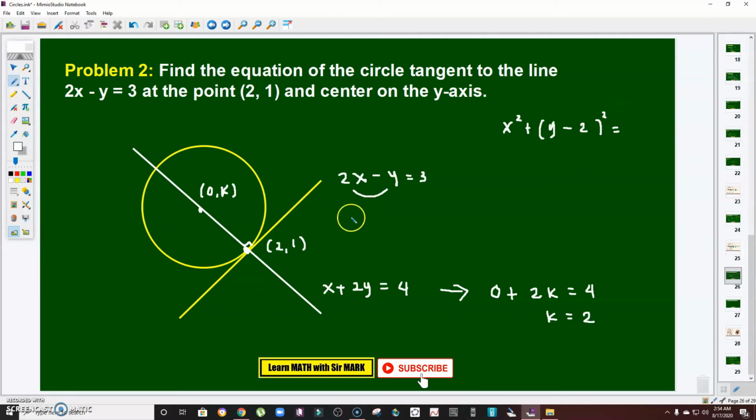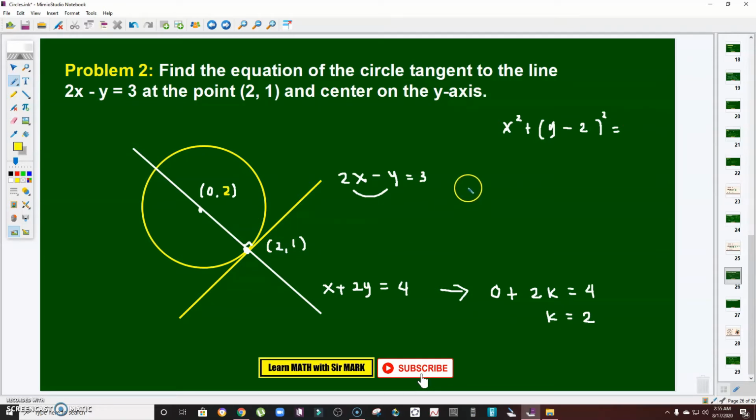Okay, so now, how are we going to get the radius? Since the center is (0, 2) and the point of tangency is (2, 1), if I get the distance between them, that's the radius. And then just square it. That will be our radius, or r squared, right? So that's it.